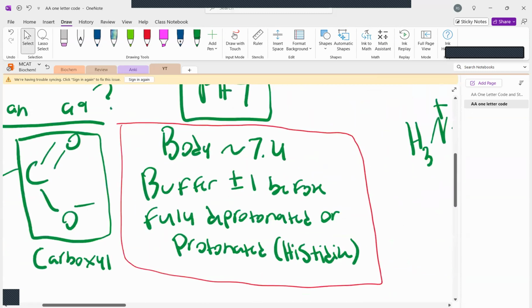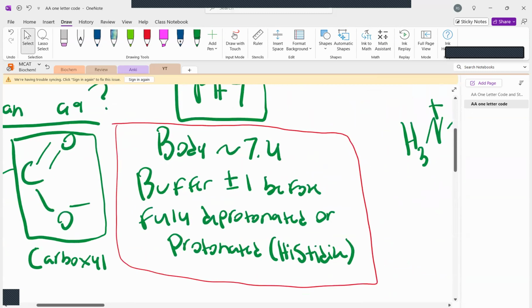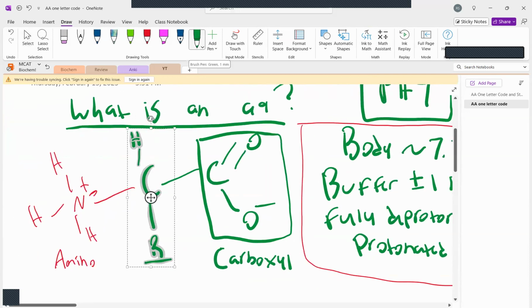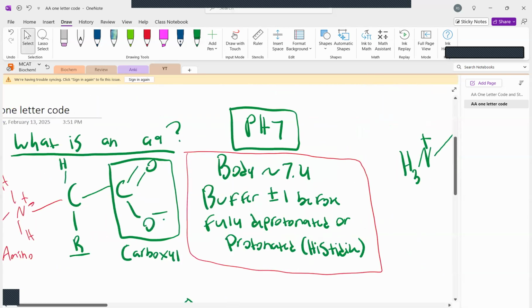In a human body, you assume the pH is 7, but technically it's around 7.4. One other thing to consider is that there's a buffer for every pH of plus or minus 1 before it's fully deprotonated or protonated, which is really important with histidine, which can act as an acid or a base. This carboxyl group, because it has that negative charge, is an acid. This is just a broad rule of thumb. And the amino group will be basic because it has that positive charge.